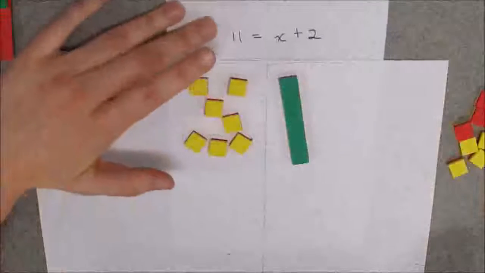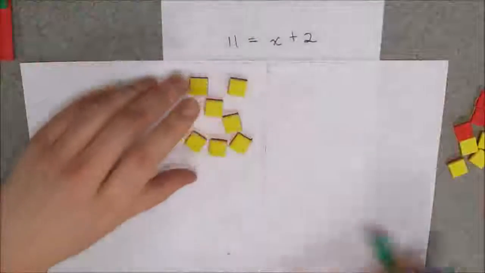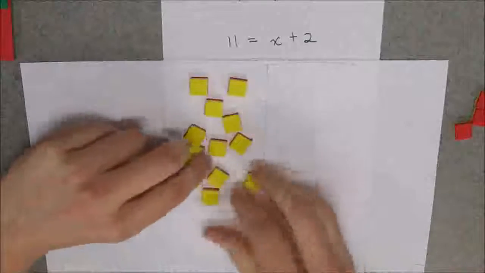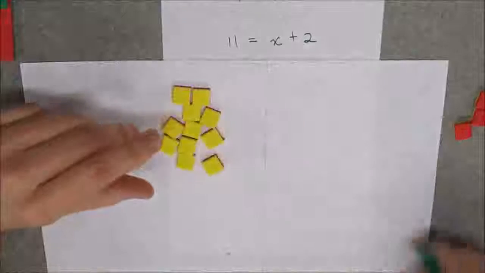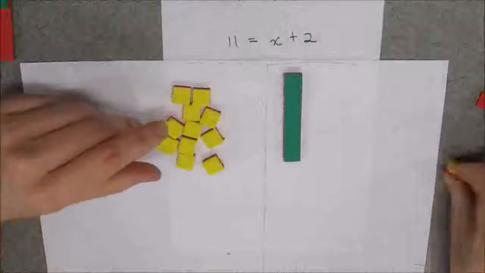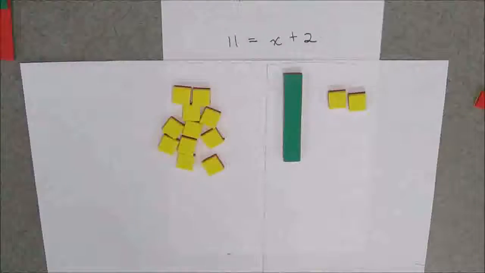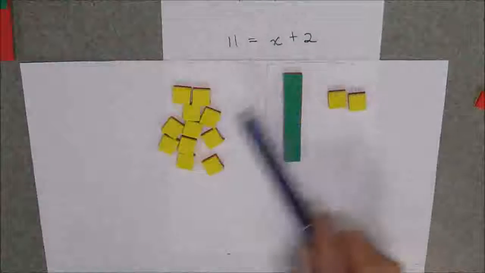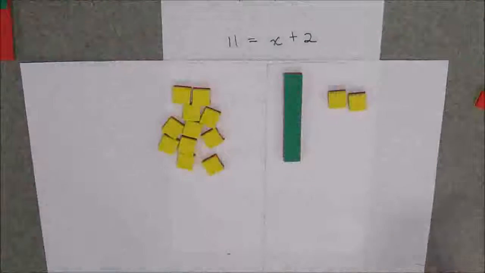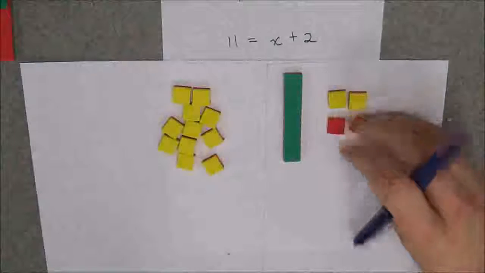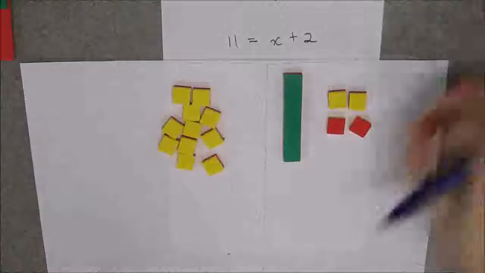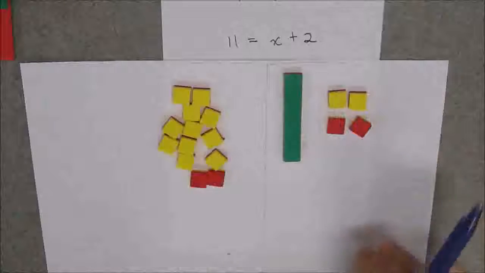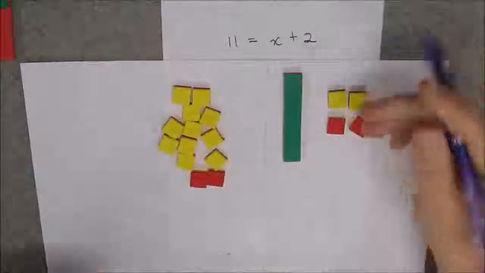Let's look at the next one. I have 11, so I have 7, 8, 9, 10, 11. 11 equals x plus 2. I need to get x all by itself, so I'm going to add 2 negatives to both sides. I have 2 negatives here. Those will cancel out and create a zero pair.